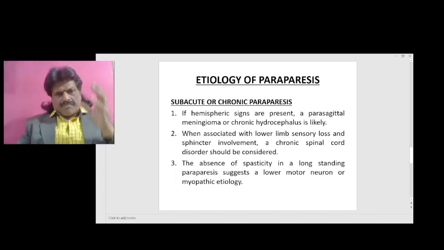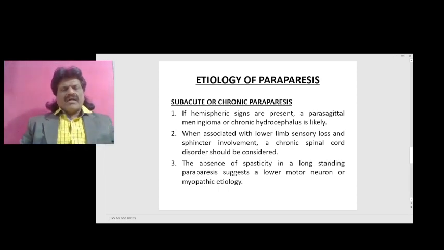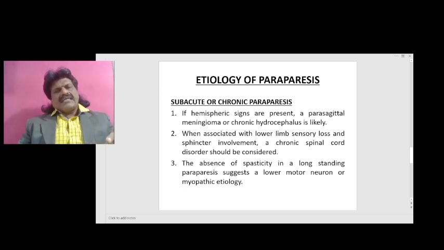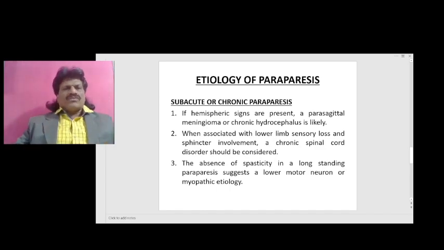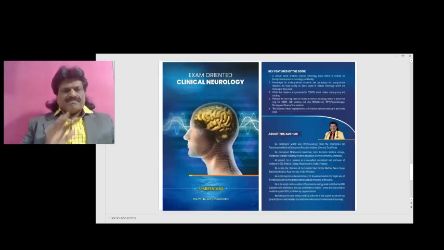If hemispheric signs are present, a parasagittal meningioma or chronic hydrocephalus is likely. When associated with lower limb sensory loss and sphincter involvement, a chronic spinal cord disorder should be considered. The absence of spasticity in a long-standing paraparesis suggests a lower motor neuron or a myopathic etiology, because spasticity indicates an upper motor neuron lesion. So when there is absence of spasticity, it has to be a lower motor neuron lesion.